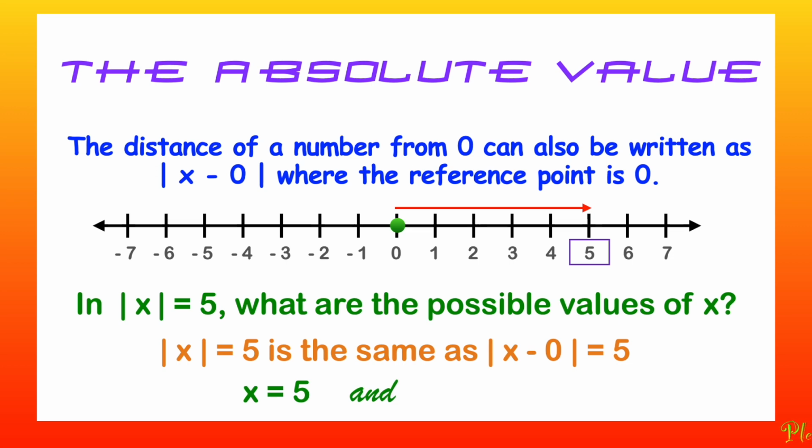And going to the left, count 5 units from 0. 1, 2, 3, 4, and 5. So it stopped on negative 5. So another value of x is negative 5. If you check that, the absolute value of 5 is equal to 5, and the absolute value of negative 5 is also equal to 5. So the equation is true when checked.